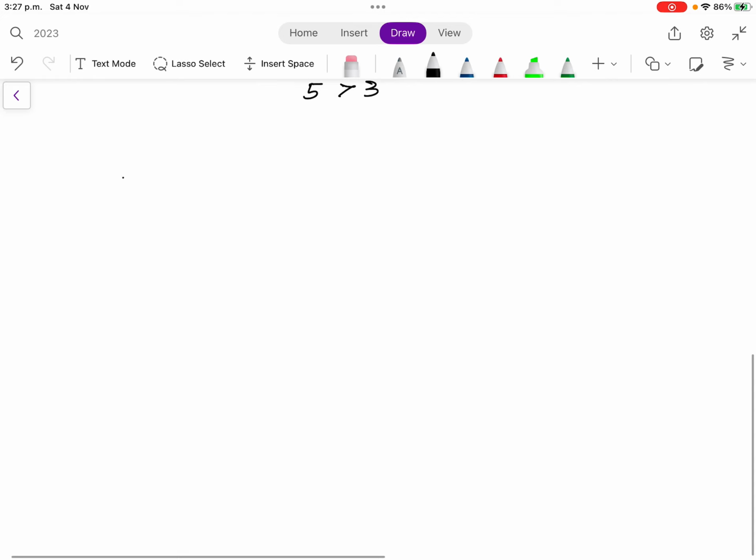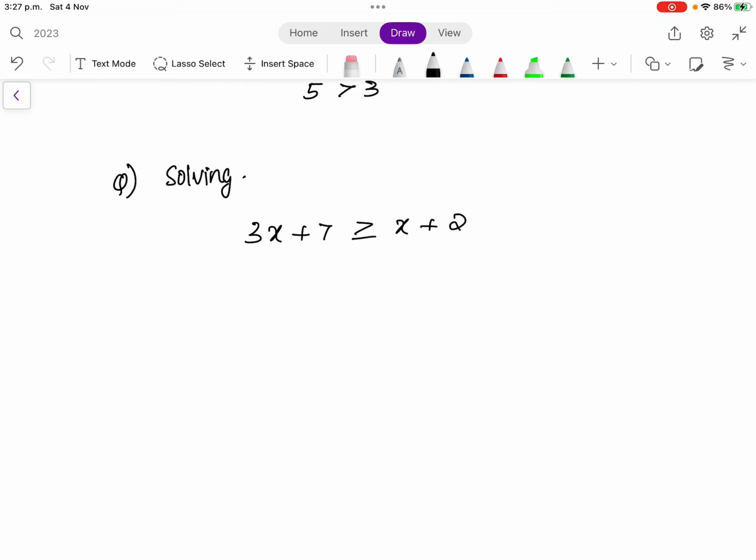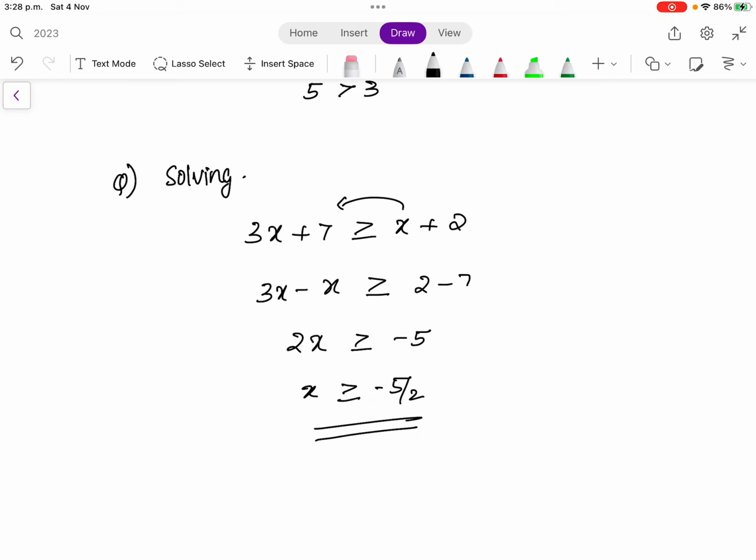Now let's do a question on solving an inequality. If you have 3x plus 7 is greater than or equal to x plus 2, you do it similar to what you do in algebra, but always retain the inequality sign. You bring the x to the left side, numbers to the right side. So it is 3x minus x is greater than or equal to 2 minus 7. So 2x is greater than or equal to minus 5 and x is greater than or equal to minus 5 over 2, which is as simple as that.